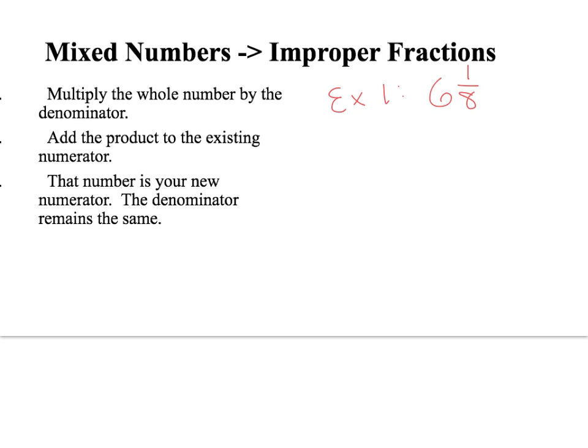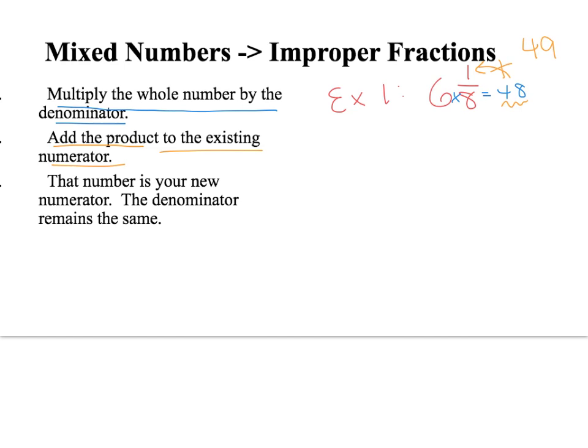Example 1. We're going to change 6 and 1/8 to an improper fraction. Step 1 tells us to multiply the whole number by the denominator. 6 times our denominator 8 gives us 48. Step 2 tells us that we need to add the product. So our product was 48 to the existing numerator. Our existing numerator is 1. So when you add those together, you get 49.